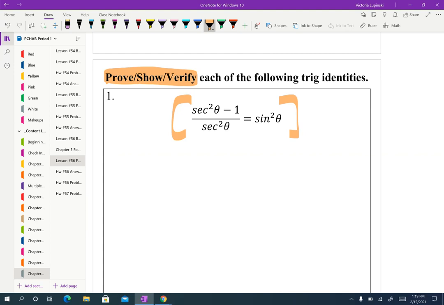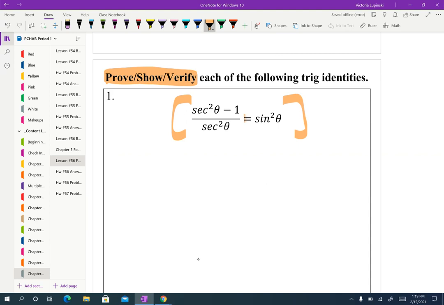I'm not going to do that. I promise I'm only going to give you ones that are true. But just so you know, for future reference, it is possible out there that somebody could be trying to trick you. So again, take a look at the left side, secant squared minus 1 over secant squared, and then the right side, which is sine squared.